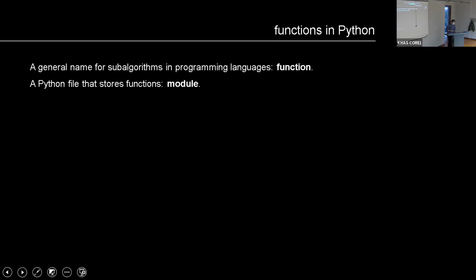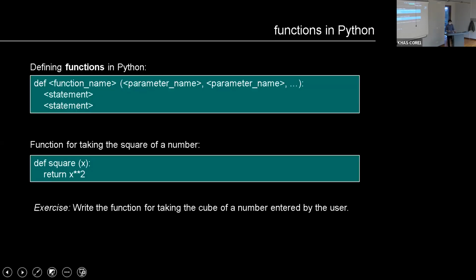Okay, now Python. Now this is the point everybody was waiting for. A general name for sub-algorithms in programming languages is function. A Python file that stores functions is called a module. So finally, Python code here. This is how we define functions in Python.